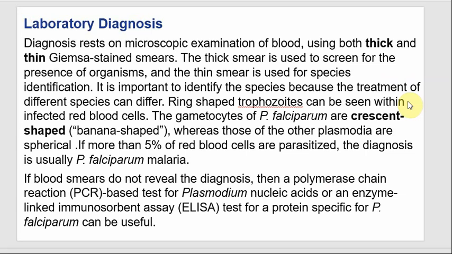A thick smear is used to screen for the presence of organism and the thin smear is used for species identification. It is important to identify the species because the treatment of different species can differ. Ring-shaped trophozoite can be seen within infected RBC. The gametocyte of Plasmodium falciparum are a crescent shape, which we called banana shape, whereas those of the other Plasmodia are spherical. If more than 5% of the RBC are parasitized, the diagnosis is usually Plasmodium falciparum malaria.